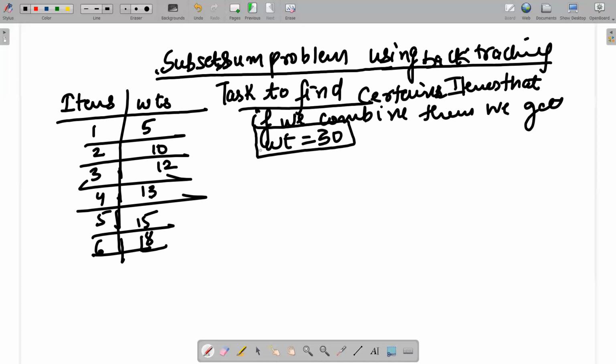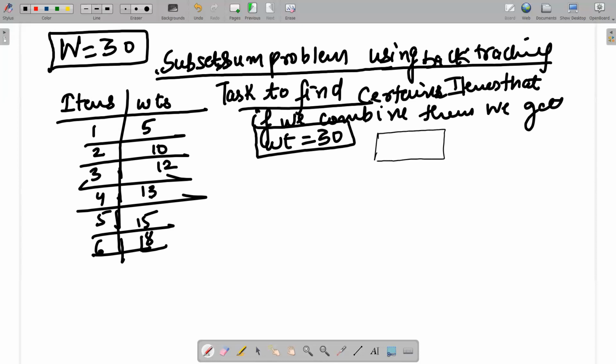So what we will do is we will start the problem by calculating the entire weights of all the items. We have a particular task that we have to combine only those items that contribute to weight equal to 30. So if we combine all the weights, 5 plus 10, 15 plus 12, 27 plus 13, 40 plus 33, it's 73. So we will create a set of 0, 73. So we are not including any item as such.